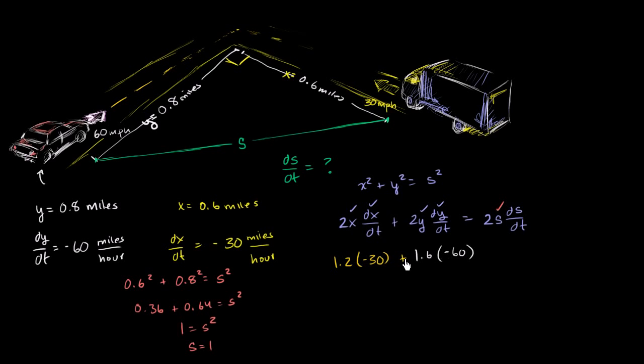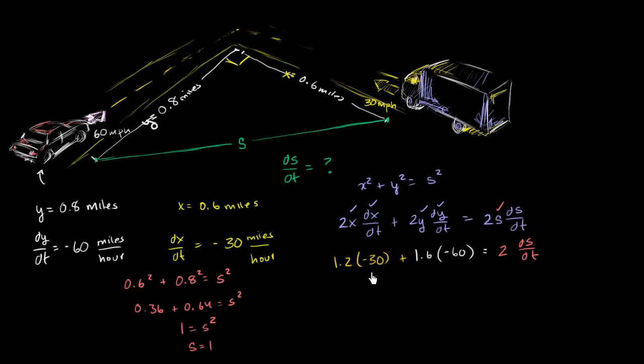And I'm not writing the units here, but if you were to write the units, you will see that all of our distances are in miles and all of our time is in hours. So we're going to get an answer when we solve for ds/dt that's miles per hour. But I encourage you, if you want, to actually write out the units and see how they work out. And so this is going to be equal to 2 times s. Well, s is 1 mile, so it's just going to be 2 times ds/dt, which is what we're trying to solve for.